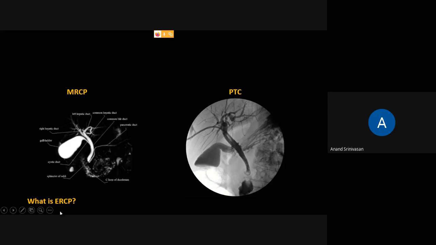MRCP, ERCP. What is this PTC? PTC stands for percutaneous transhepatic cholangiopancreatography. Percutaneous. Sometimes patients might feel uncomfortable with passing the endoscopic tube. So what they do is they use a percutaneous technique. They inject the dye through the skin. They will pass a long needle through the right hypochondrial region, and then identify the largest biliary tree.